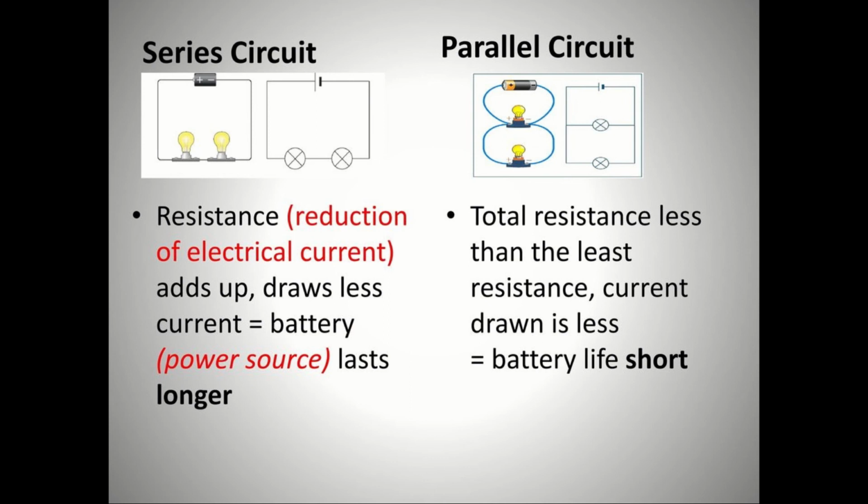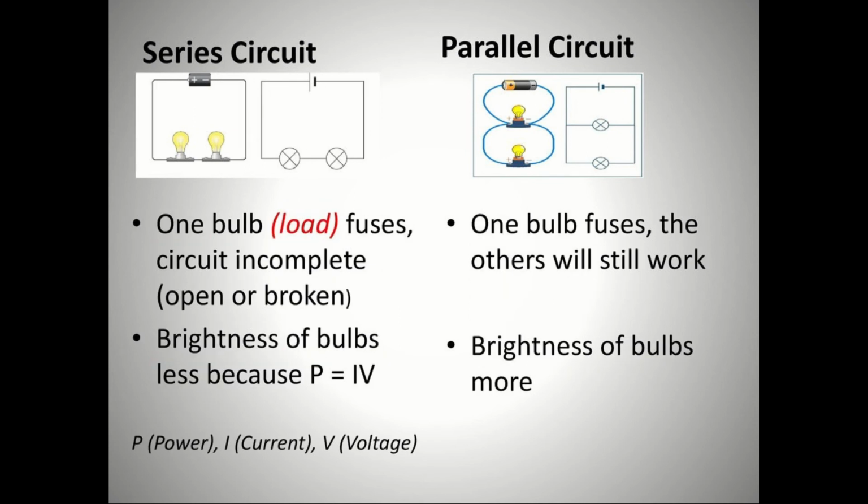In a series circuit, resistance adds up, that is there will be an increase in resistance, so the current will be low and the battery lasts longer. Next, in a parallel circuit, the total resistance is very small, therefore the current drawn will be large. But here the battery life is very short.